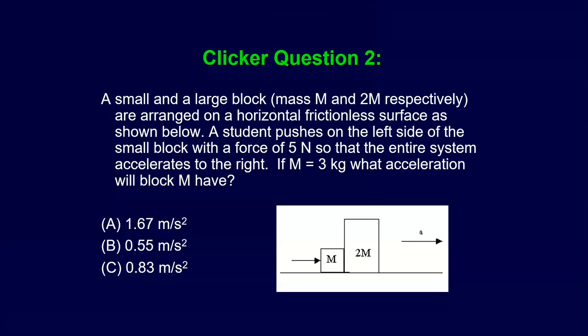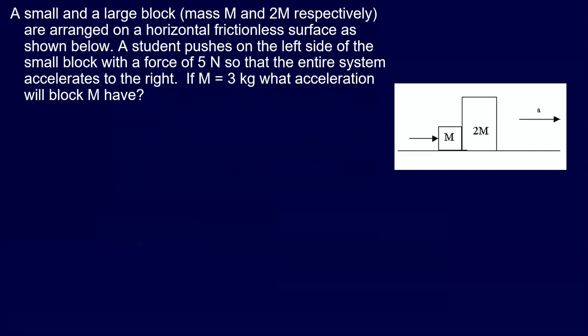So we're going to kind of unpack this problem bit by bit. One thing we can ask about this is, what is the acceleration of block M? And we'll go ahead and tell you that the mass is 3 kilograms. What acceleration will block M have? So give this one a try, and we'll see what we come up with. Okay, so when I did this, I got 0.55 meters per second squared. So let's look at this.